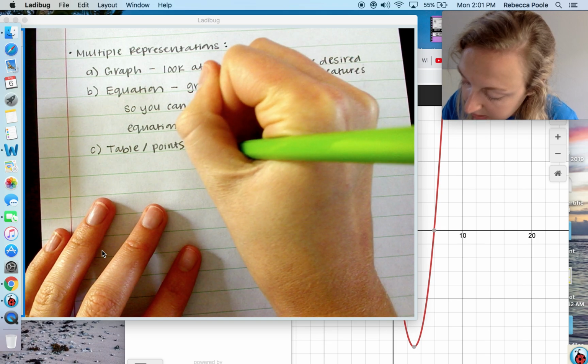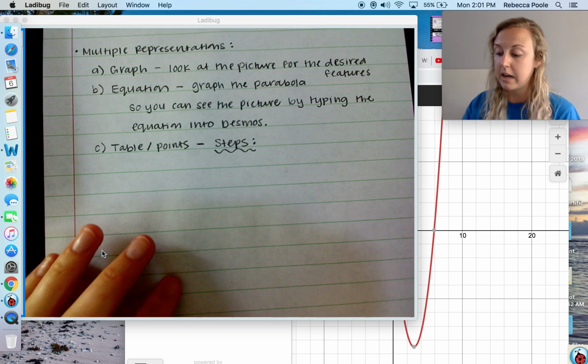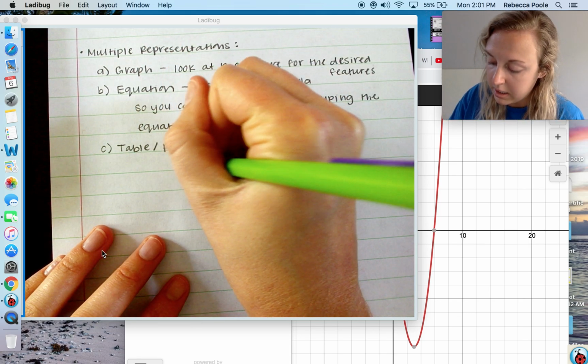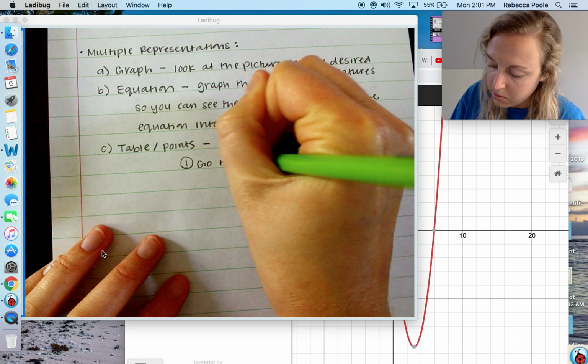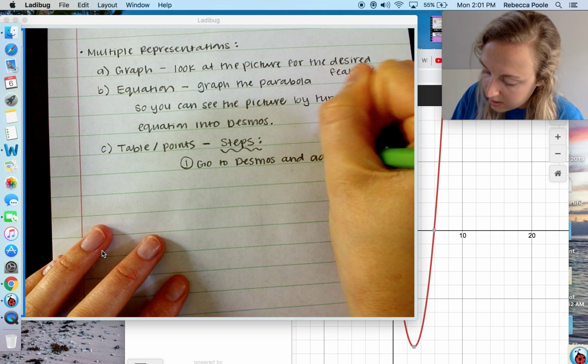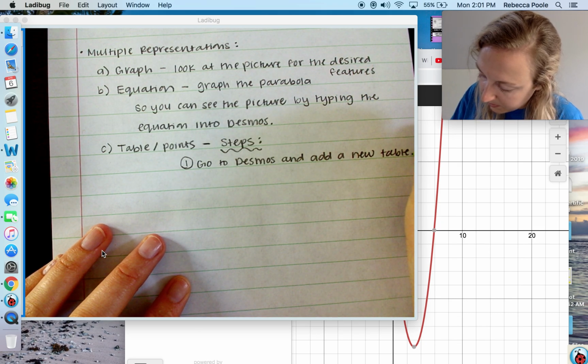And honestly, it's easiest if I just give y'all some steps. So we'll do it sequentially by steps, okay? So step 1 is going to be go to Desmos and add a new table. All right?